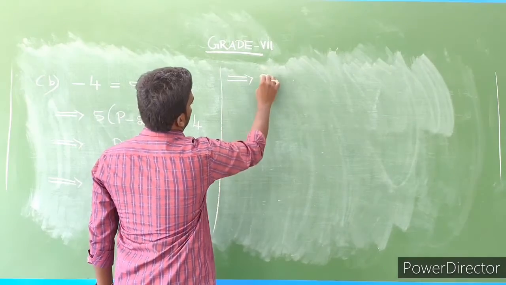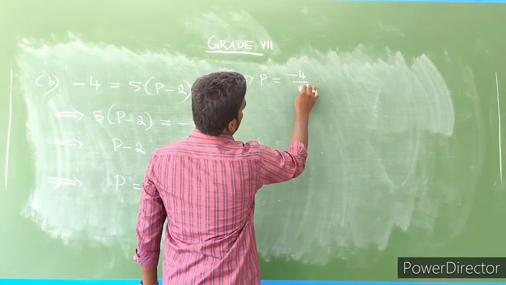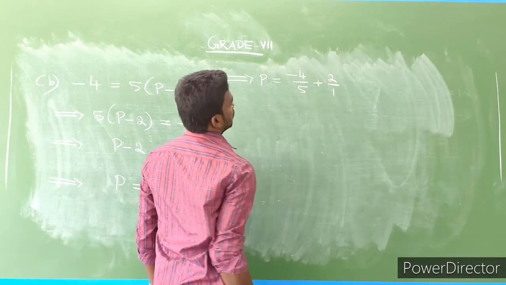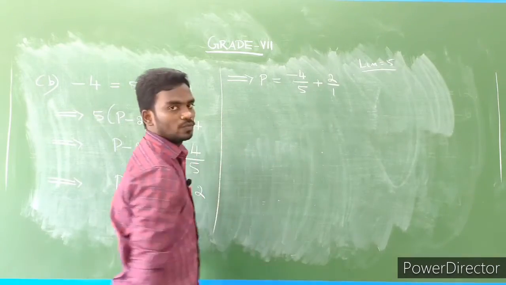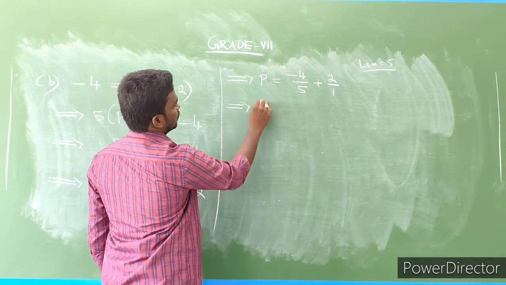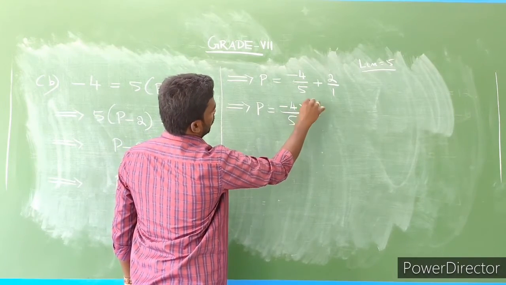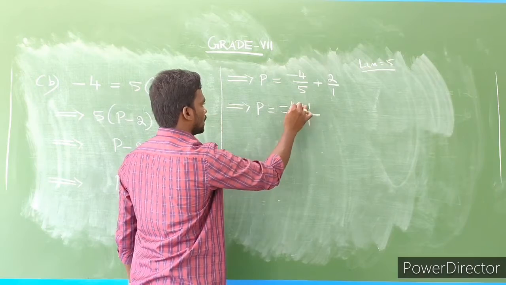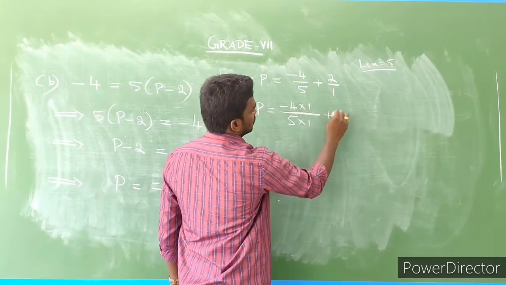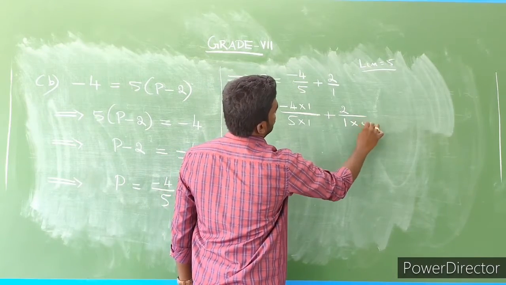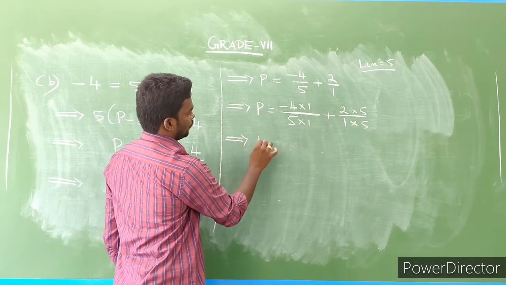Implies that p is written as minus 4 by 5 plus 2 by 1. Now what is the LCM here? LCM is 5 ones are 5. Implies that p is equal to minus 4 by 5 multiplied by 1 and 1, because already 5 is in minus 4 by 5, 5 is the denominator for these fractions. So plus 2 by 1 into 5 by 5, because we need the denominator 5.